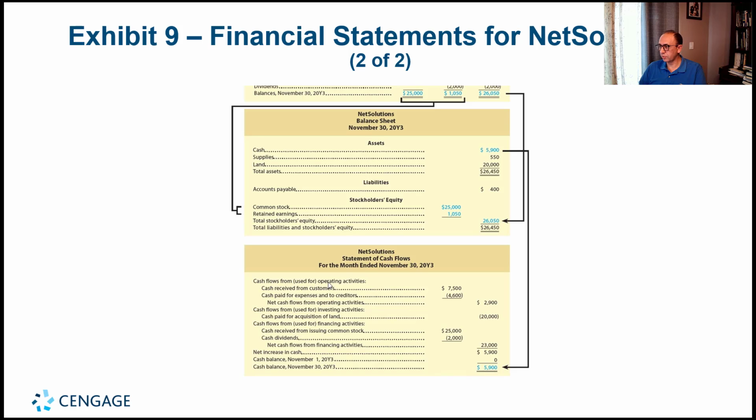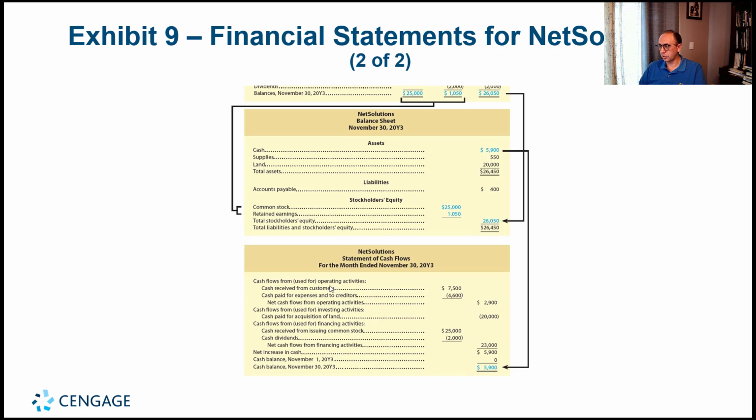So the statement of cash flows is divided into 3 parts. We have cash flows from operating activities, cash flows from investing activities, and then cash flows from financing activities. At this point, I don't want you to know more than that these are the 3 components of the statement of cash flows. In a future chapter, we're going to go into details about the statement of cash flows and understand how we can structure it.